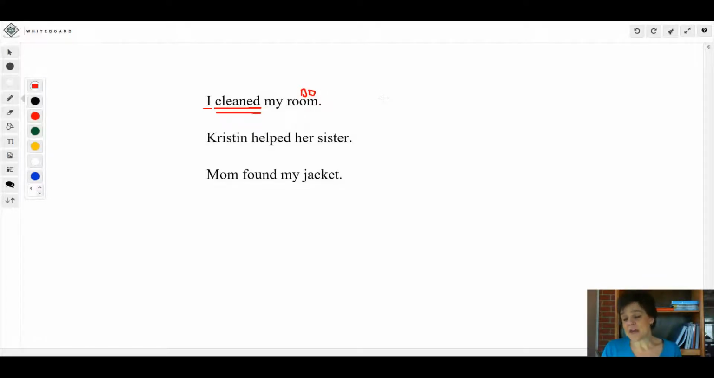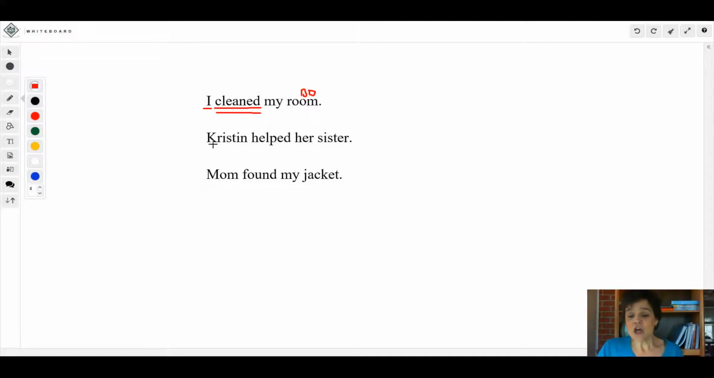Now, if you think about it just for a second, this person cleaned their room. What was it that received the action? The action was a cleaning. What received the action? The room. So, room is the object that directly received the action.